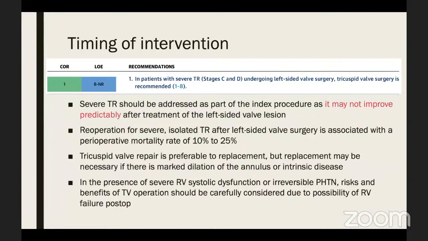Severe TR, as we said, should be addressed as part of the index procedure because it may not improve predictably after addressing the left-sided lesion. And also because reoperation for severe isolated TR after left-sided valve surgery is associated with a perioperative mortality rate of 10 to 25%. Tricuspid repair is preferable to replacement. However, replacement may be necessary if there is marked dilation of the annulus or intrinsic disease of the leaflets or destruction, as with endocarditis. In the presence of severe RV systolic dysfunction or irreversible pulmonary hypertension, the risks and benefits of tricuspid valve operation should be carefully considered due to possibility of RV failure post-op.